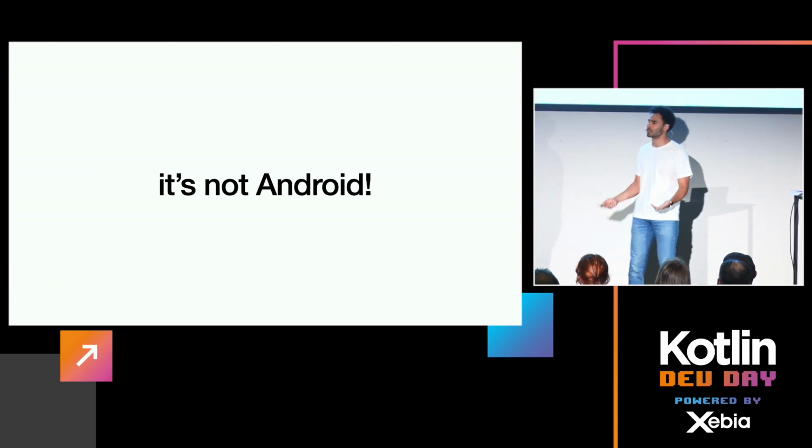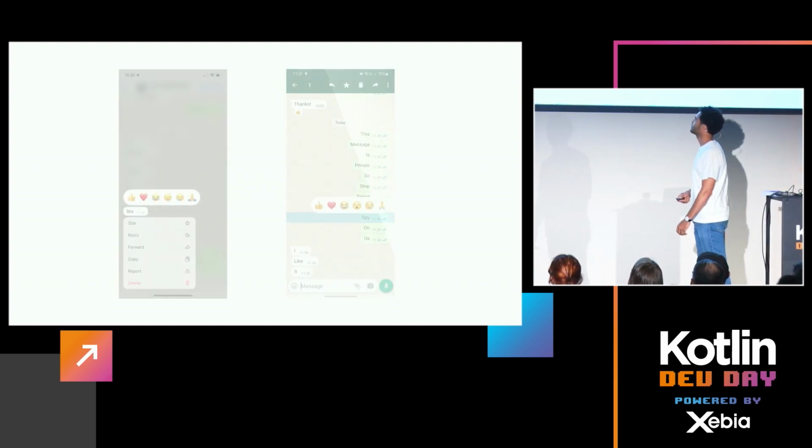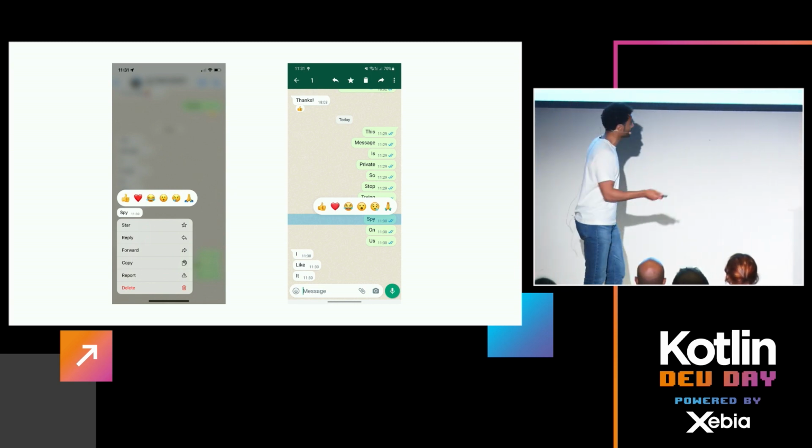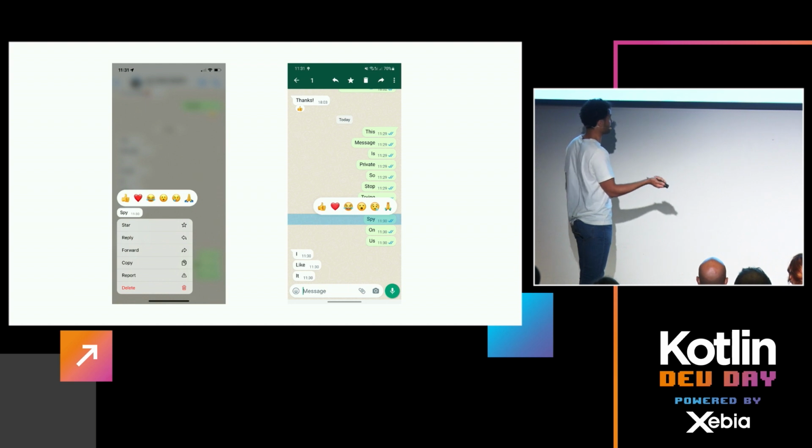I don't have an iPhone. I was like, all right, cool. So I had to fix this. So this is actually WhatsApp at the moment, and if you don't know, this is what you can do now. You can do inline reactions, which I thought was pretty cool.